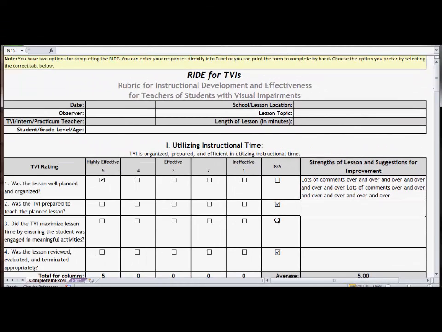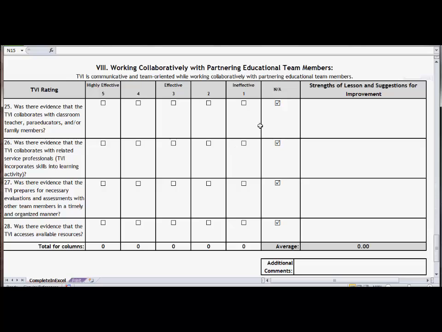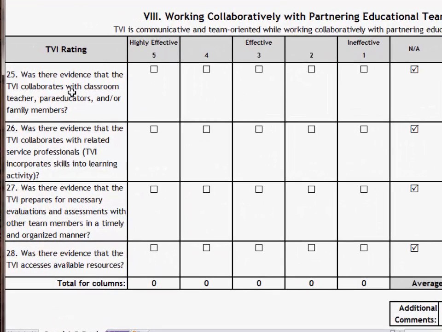We also said there's not going to be many times that you would use the NA, but let's look down at section 8 briefly. Here in section 8, it's about working collaboratively with partnering educational team members. And when we were piloting this, some people felt like, oh well, we're just going to put NA here because we did not see any evidence of collaboration. But you really need to look a little bit deeper on that. For example, on question 25, was there evidence that the TVI collaborates with classroom teacher, paraeducators, and or family members?